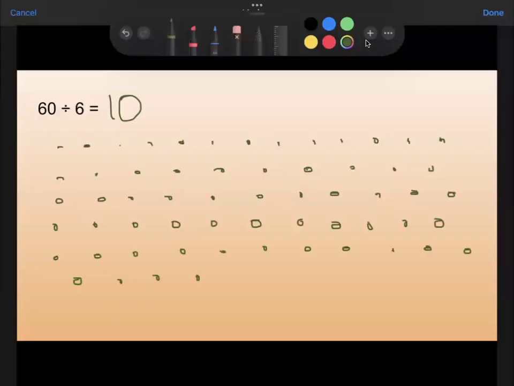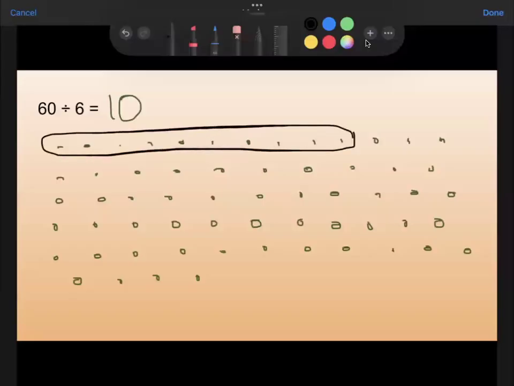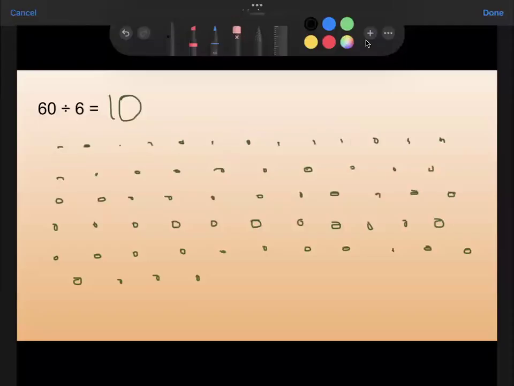Woo, that was a lot of little objects that I put on the screen. But this is a strategy that works. It may not be the best strategy when you have big numbers, but that's okay. We're going to go ahead and circle groups of 10. So let me count 1, 2, 3, 4, 5, 6, 7, 8, 9, 10. So right here is a group of 10. Oh, I'm sorry. No, we're making groups of 6 because we're dividing by 6.